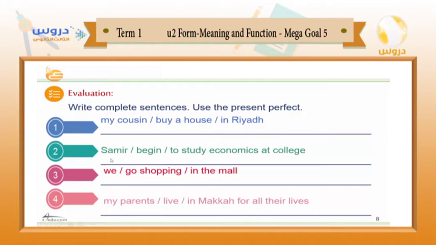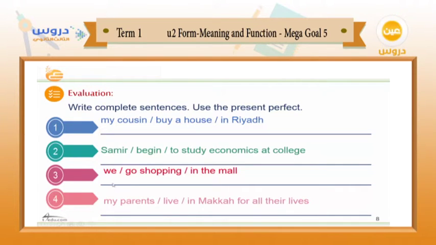Number two, Samir began to study economics at college. So we start with Samir. Okay, what is the grammatical structure of present perfect? It is has or have plus verb 3. So with Samir we can say what? Has. Samir has. What's verb 3 of begin? Begun. So Samir has begun to study economics at college.